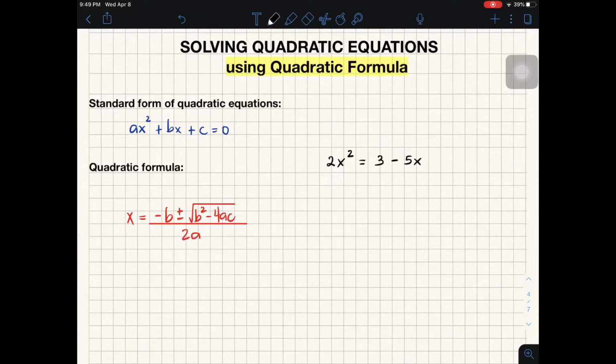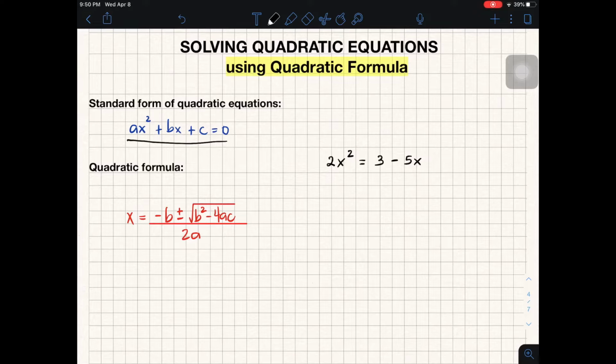So for today's video, ang gagawin naman natin, we will discuss on how to solve quadratic equations gamit ang quadratic formula. So we have here the standard form, ax squared plus bx plus c is equal to 0. Again, this is the standard form of any quadratic equations. And then we have here the quadratic formula, x is equal to negative b, positive negative square root of b squared minus 4ac all over 2a.